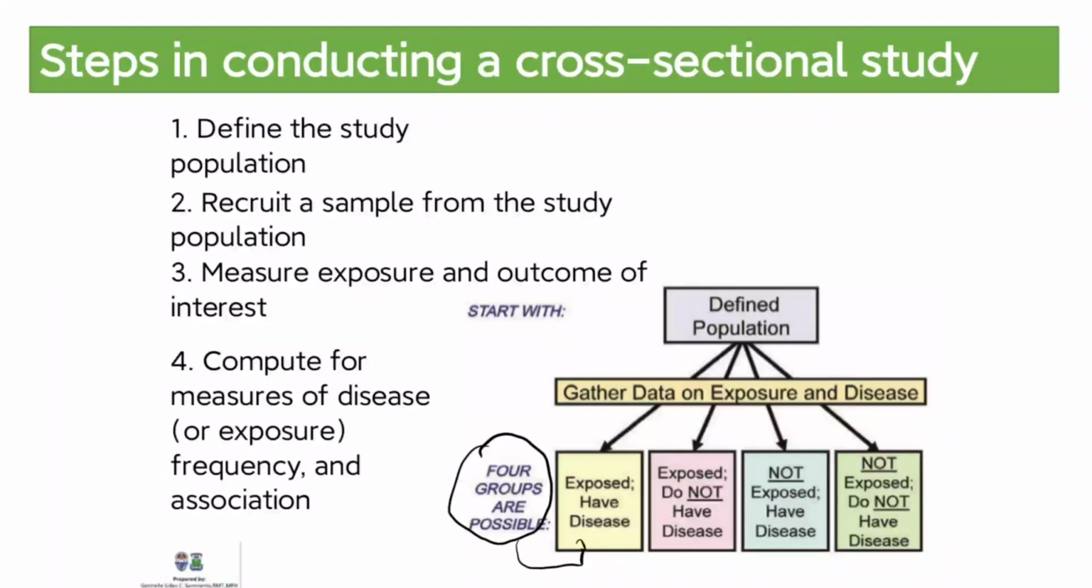And ito yung sinasabi ko. Exposed that have the disease. Exposed that do not have the disease. Not exposed but have the disease outcome. And not exposed and does not have the disease outcome. Okay? So, those will be your groups, 4 groups. Recruit a sample from the study population. And then the third one is to measure the exposure and outcome of interest.